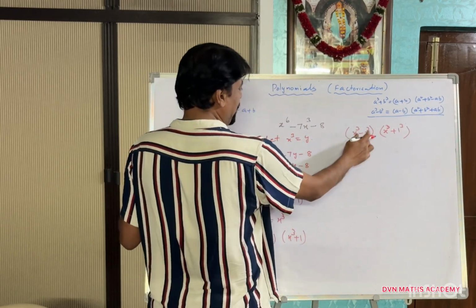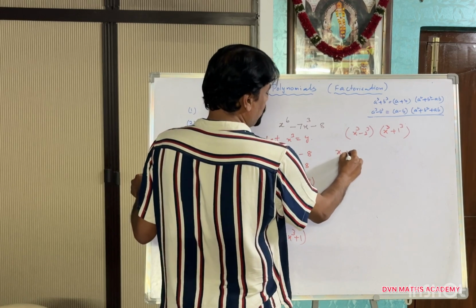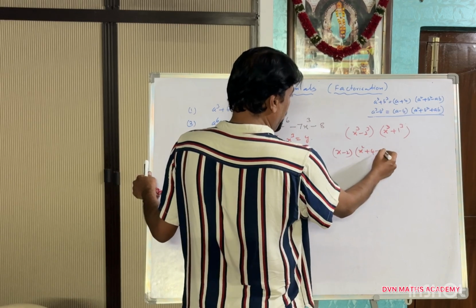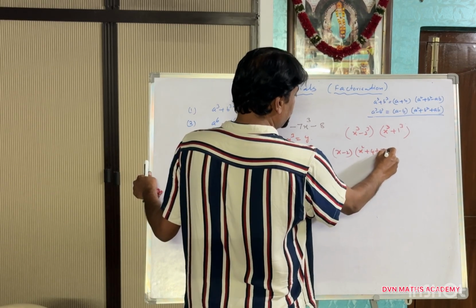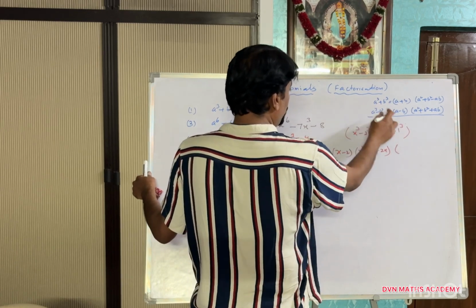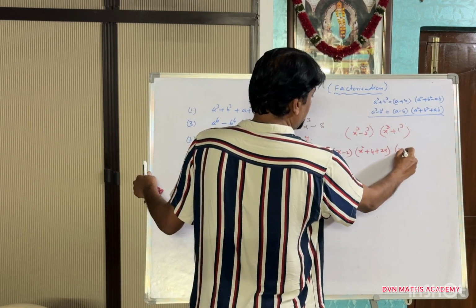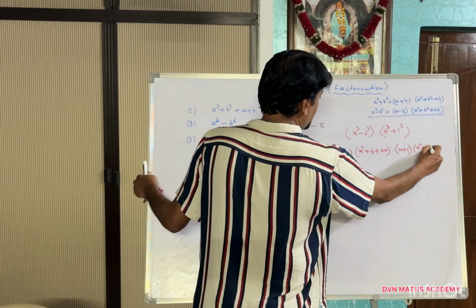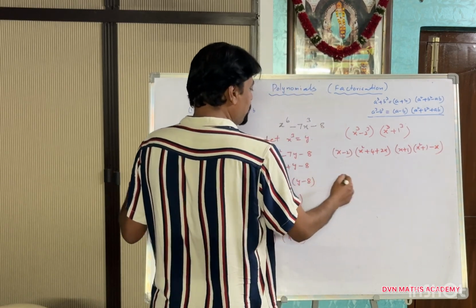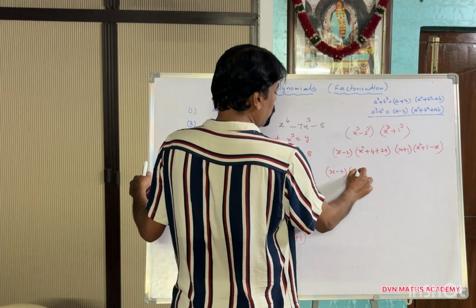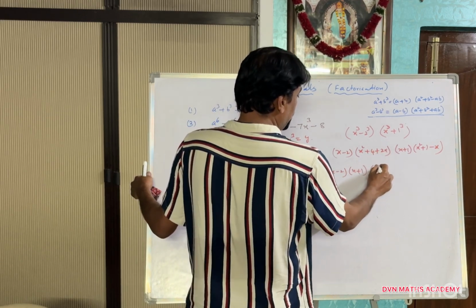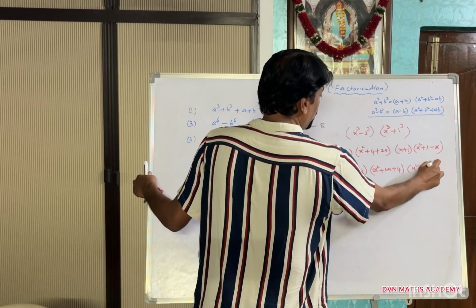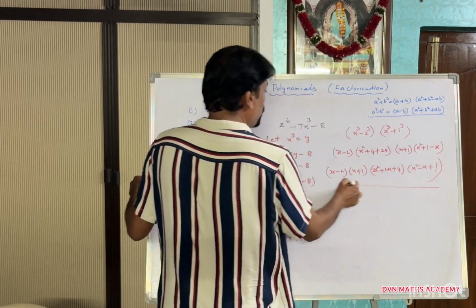Now if you expand it, a cube minus b cube is (a minus b) means x minus 2, into a square plus b square means plus 4, plus ab means 2x. And this is a cube plus b cube, which becomes (a plus b) means x plus 1, into a square means x square, plus b square means 1, minus ab means minus x. So the factors are (x minus 2) into (x plus 1) into, if you write in order, this is x square plus 2x plus 4, and this is x square minus x plus 1. So these are the factors of the given question.